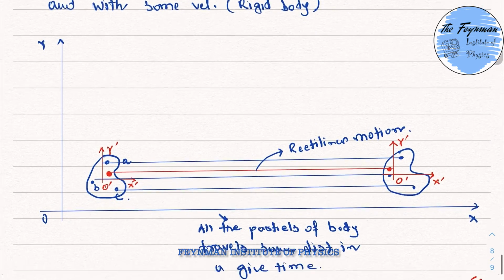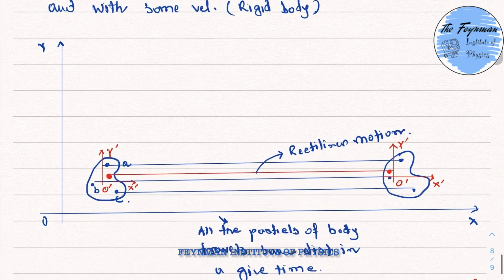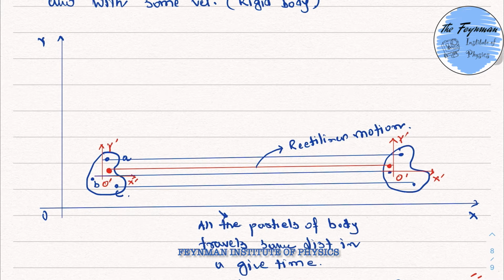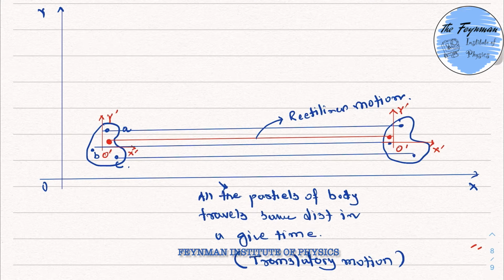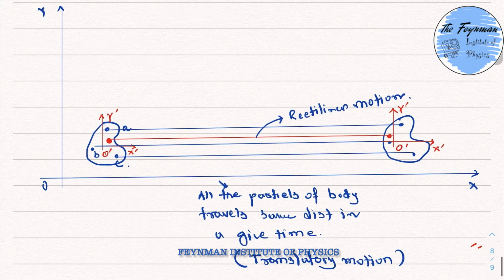So translatory rectilinear motion is a kind of translatory motion in which a point object moves along a straight line. But for translatory motion, two things are mandatory: all the constituent particles should cover the same distance in a given time, and the reference frame attached to the body remains parallel to the main reference frame. Now that can happen also when the particle travels in a path like this. Suppose this is another path which the body is going to follow.